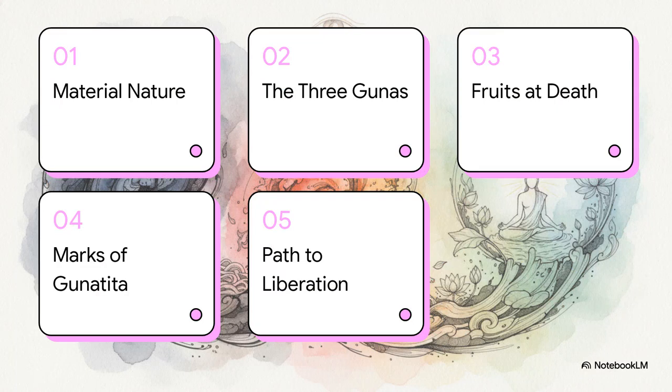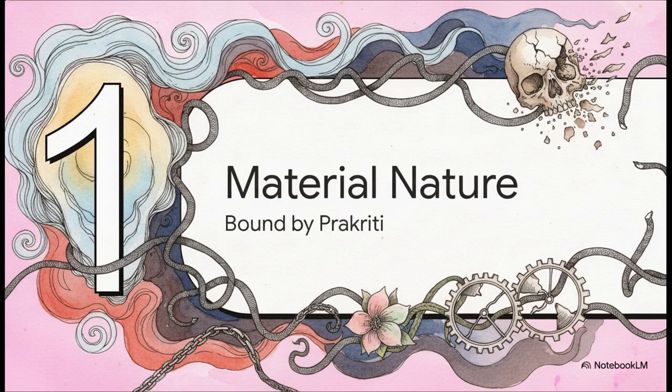We've got 1. Bound by material nature. 2. Defining the three gunas. 3. The fruits at death. 4. Marks of the Gunatraya. And finally, 5. The path to liberation. Let's jump right into Section 1, Bound by Material Nature.